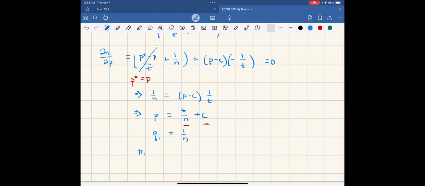So therefore I can do PQ, so profits for firm 1, all right, is PQ, so that's T over N squared plus C, minus fixed costs, minus C times Q, which is 1 over N. Therefore, profits we can rewrite are going to equal T over N squared minus F.